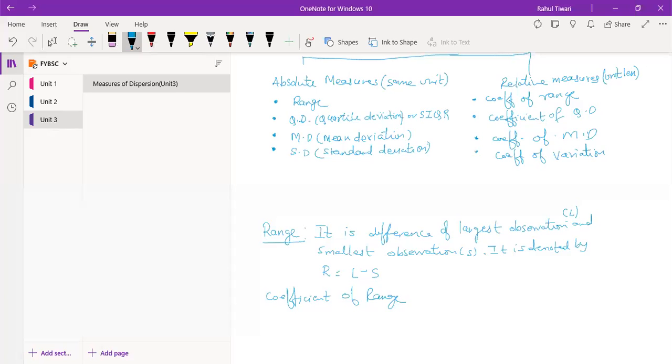So the next definition, the coefficient of range. What does the coefficient of range do? The coefficient of range is basically used as a relative measure. So when the range concept fails, I can use the coefficient of range, which is equal to L minus S upon L plus S. Okay. So the coefficient of range is obtained as a ratio of range upon least number plus largest number.